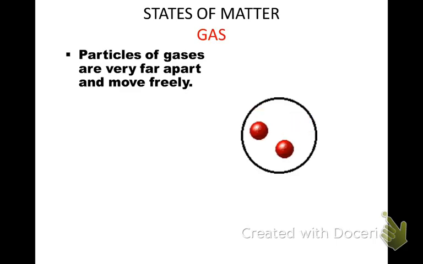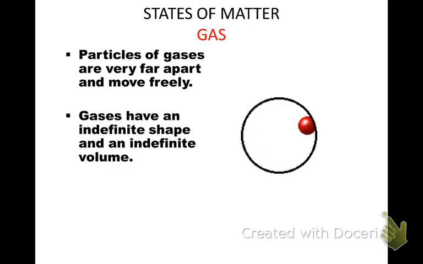Now, the last one, even though we're not studying it this chapter too much, I'm going to briefly talk about: gas. States of matter, gas. The particles of gases are very far apart and move freely. These particles are very far apart and move freely. They tend to move pretty quickly. And of course, gases have an indefinite shape and an indefinite volume.